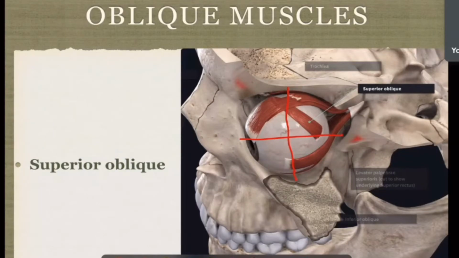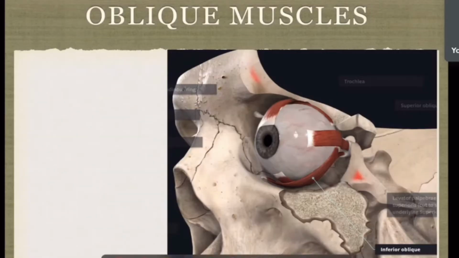Now we have to see the inferior oblique. So this is the inferior oblique muscle, right? This is the inferior oblique muscle. So where is it taking origin from? Which is this bone? Orbital surface of maxilla. It is the orbital surface of maxilla. And which part of the orbit? So it is taking origin from the orbital surface of maxilla, from the floor of orbit.